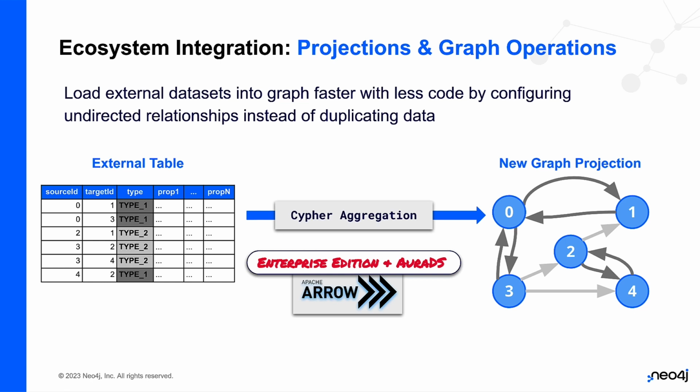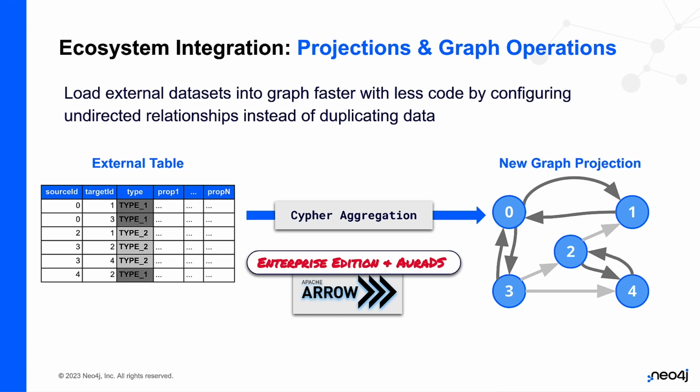You can do this with something called Cypher aggregation. If you have the enterprise edition of Graph Data Science, or if you're using Aura DS, which has enterprise under the hood, you will also be able to leverage our Apache Arrow support for importing graphs, which can scale things up and make them very, very fast.